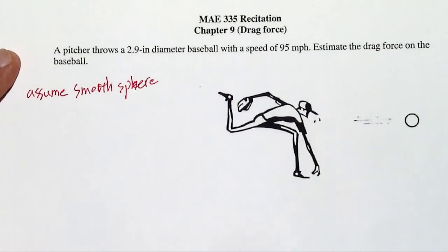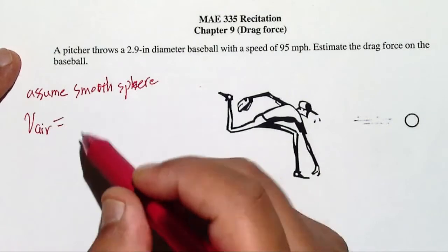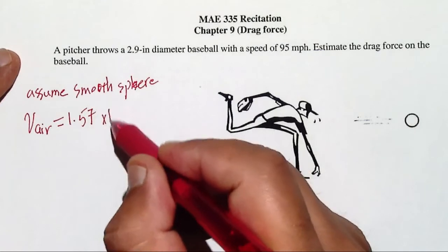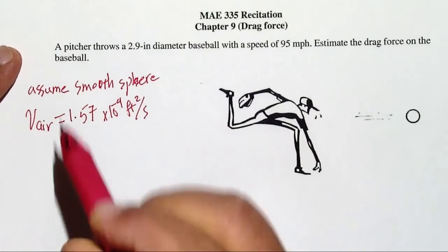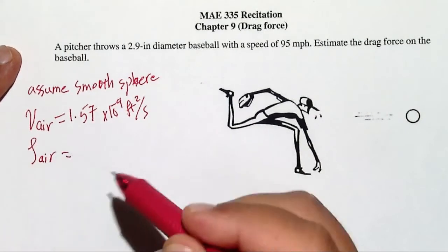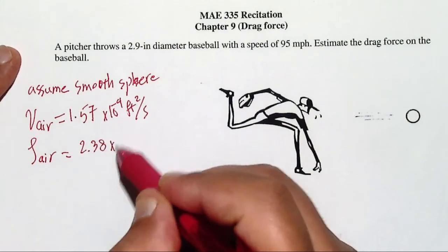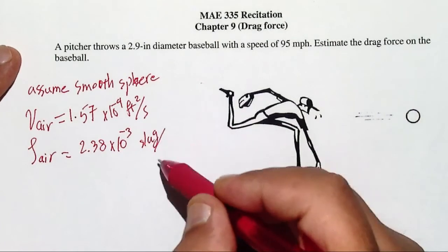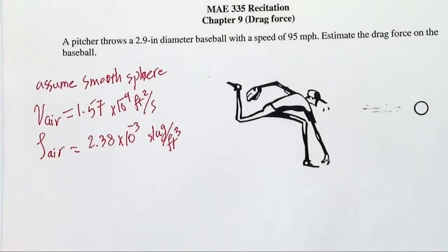And use, for example, the figure that I showed you. The second one is nu of the air. Nu of the air is 1.57 times 10 to the power of minus 4 feet squared per second. That's the second thing that you need. And rho of the air should be 2.38 times 10 to the power of minus 3 slug per feet cubed. Okay, that's what you need as input.